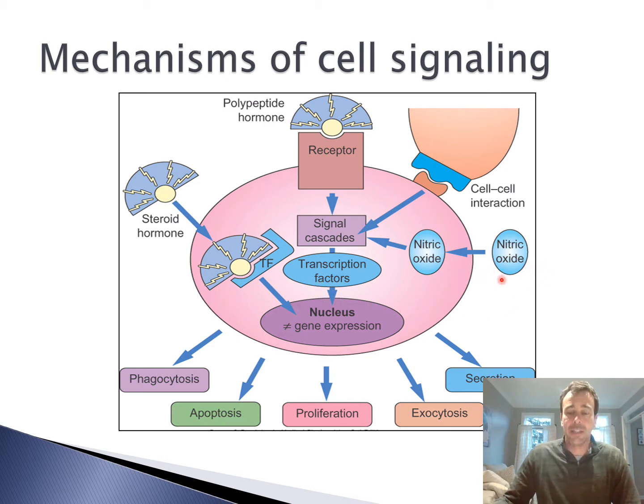Nitric oxide can also be considered in this process, and I believe I'm going to be talking about that in a separate lecture. But all these things can lead to downstream effects, whether that's secretion of certain proteins, exocytosis, apoptosis, or phagocytosis, all through these long-range interactions using signaling hormones.